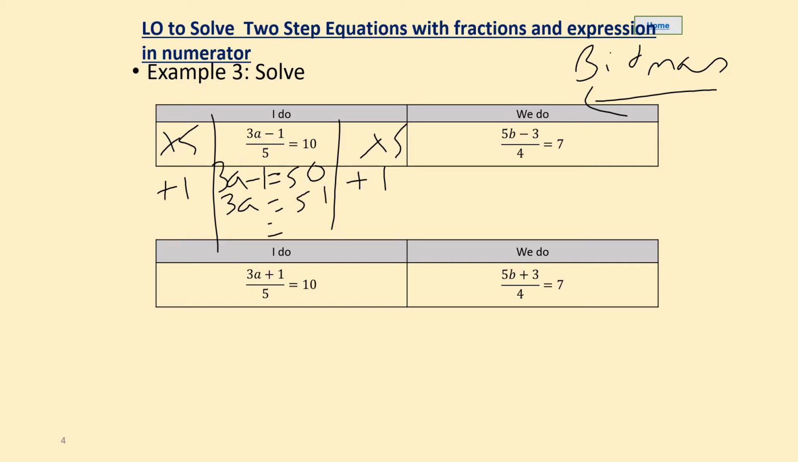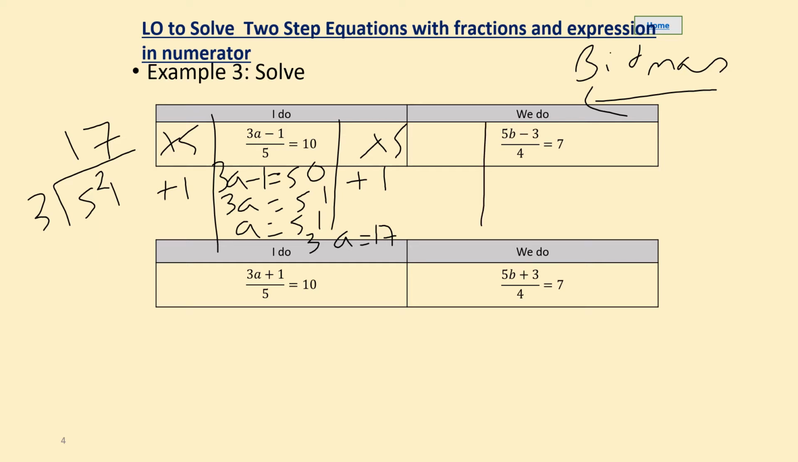51 is divisible by 3. So 3 into 51: does 3 go into 5? Yes, 1 remainder 2. 3 goes into 21, 7. So a equals 17. Have a go at the other side.